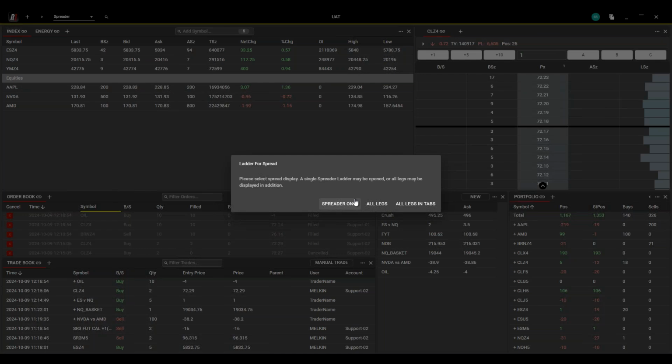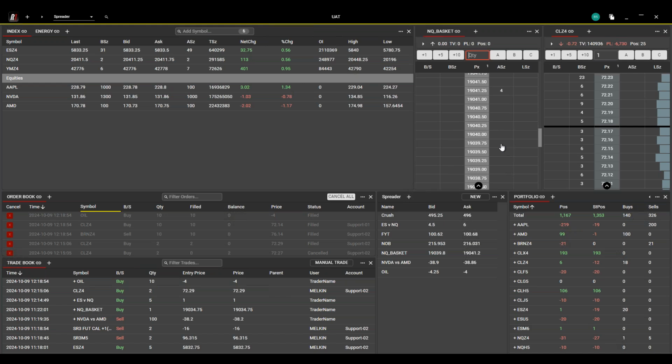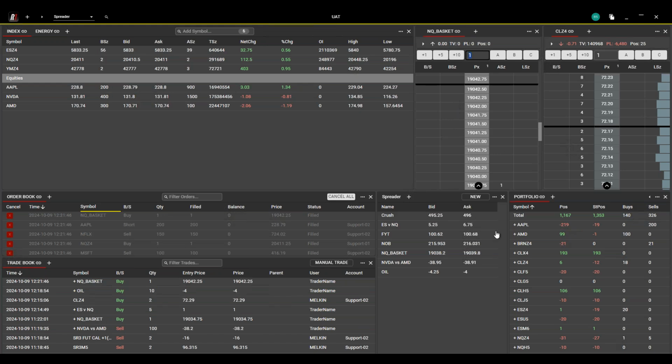To avoid all the resizing, I'm just going to choose spreader only here. Because we've got so many equities in there, at the top of book price we're probably only going to see one, two, three, or four quantity available at a time. You can certainly pay through the market, but in this case, I'm just going to buy a one lot so we can see what that trade looks like. So I'm going to buy a one lot of my basket, paying through the market to make sure I get a fill. Let's take a look at our fill in our trade book.